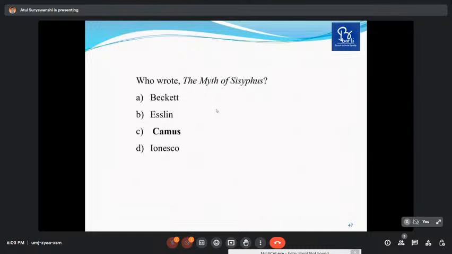Who wrote The Myth of Sisyphus? The Myth of Sisyphus has been written by Albert Camus, the famous writer who is the recipient of the Nobel. I think it is most probably 1957. Camus is the writer of The Myth of Sisyphus. It is not Samuel Beckett or Maurice Maeterlinck or Eugene Ionesco.